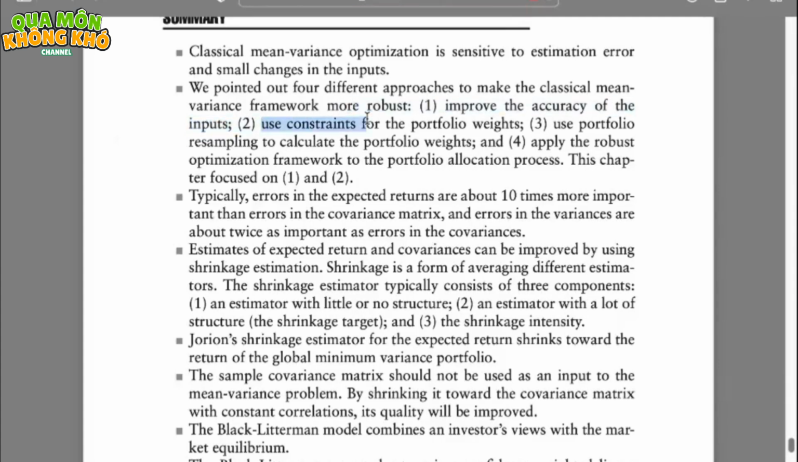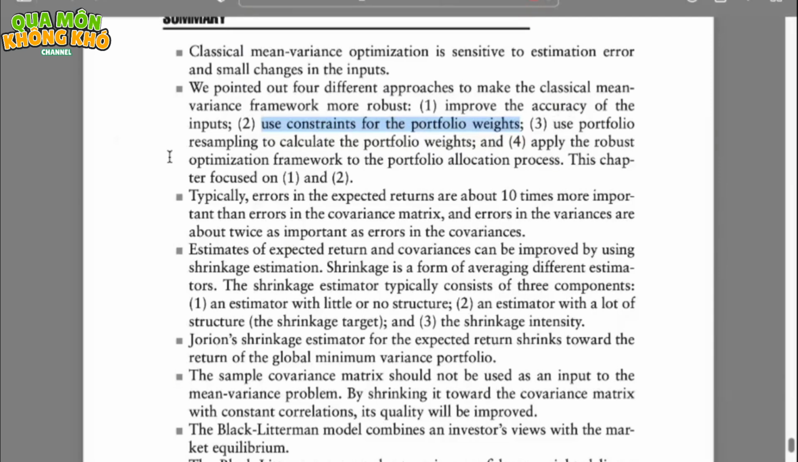Second, use constraints for the portfolio weights. Yes, use some practical constraints for your portfolio weights, because in reality, in practice, you need to add more constraints. It's not theory. In practice, we have several constraints because of the microstructure of our financial market, our security market.